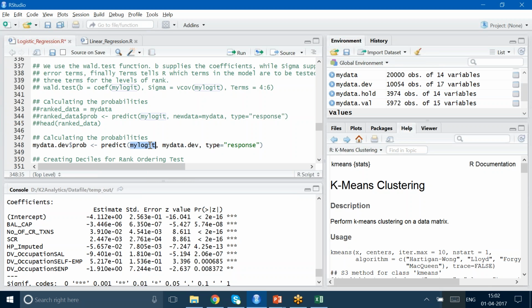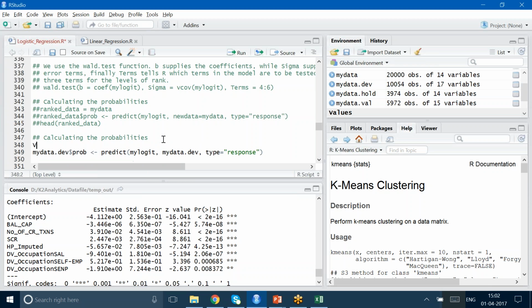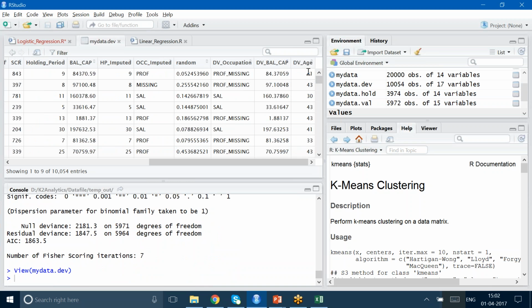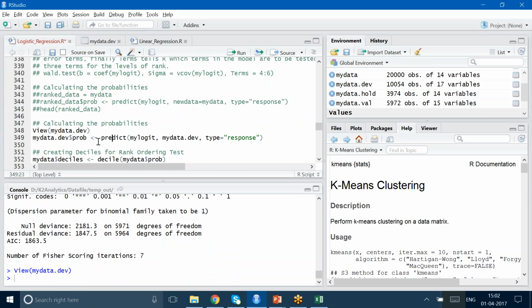So here the model is in MyLogit. Which data do I want to score? The development data. If you see this data, let us quickly look so that you don't forget. There is no probability column as of now. dv age is the last column. Now I'll run this predict function.